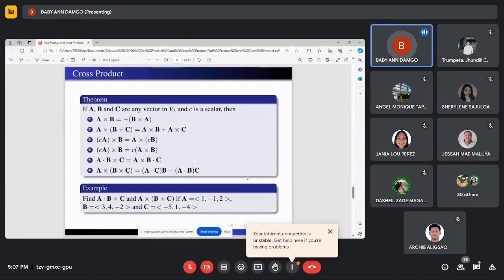So you already know how to solve the cross product and the dot product. If ever there is a given like a dot with a cross, the first thing you solve is the cross product. After that, you solve the dot. Okay, so try to solve this example. If you're done, send it to our group chat.